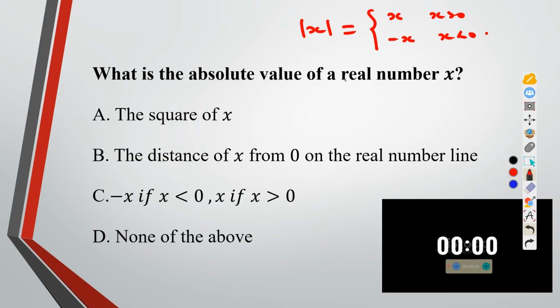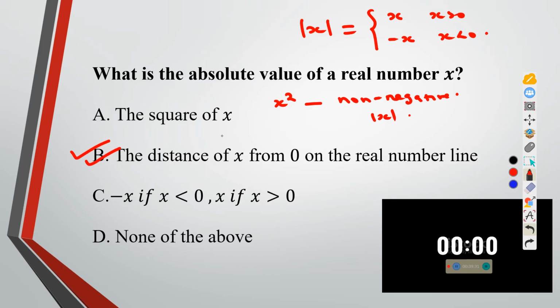So the square of x, x squared is always non-negative. So it does not necessarily talk about the magnitude of x. Then B, the distance of x from 0 on the real number line. This is very true. The distance of x from 0 on the real number line is what we can term as the absolute value of a real number.